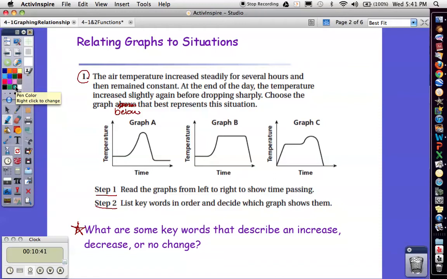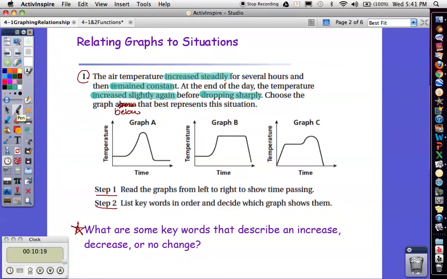So we can see that the air temperature first is increasing steadily for several hours, and then it remains constant. So these are already kind of in order. They increase and then remain constant. At the end of the day, the temperature increased slightly again and then dropped sharply. So I want to choose which graph represents that.